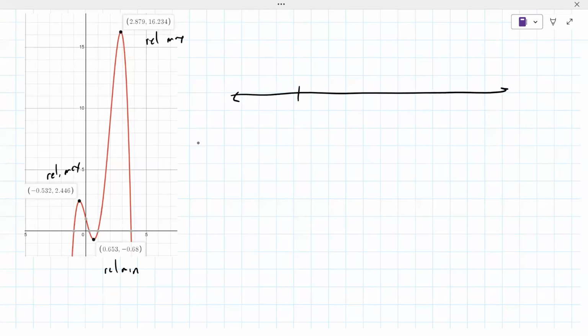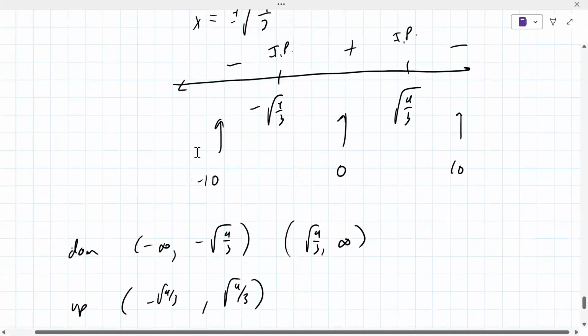We want to label each of these x values: minus 0.532, again, I don't know how you find that without a calculator, 0.653 and 2.879. You can see that it's increasing, going up into the right, decreasing, then up into the right, and decreasing. It's like that. Okay. And then you could say where plus is increasing, minus is decreasing. What else do you need to find?